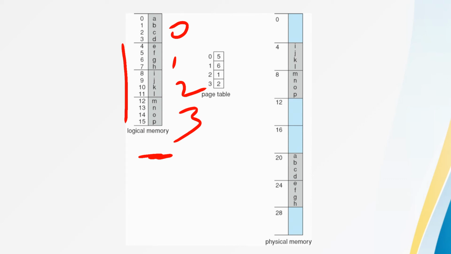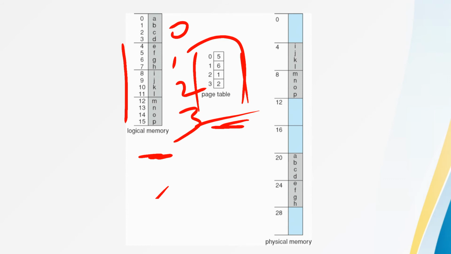In this page table there are page numbers and frame numbers, that is pages 0, 1, 2, 3, and the frame data 5, 6, 1, 2 is in the page table. How will it be filled in the physical memory? Check it. Page 0 has frame 5.